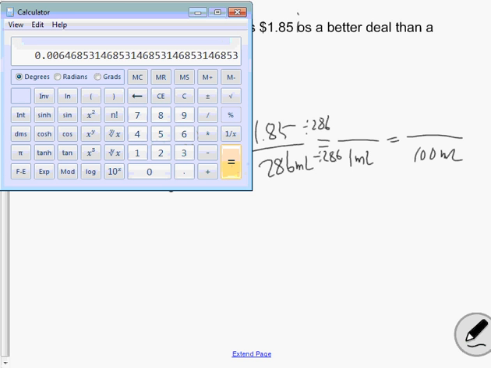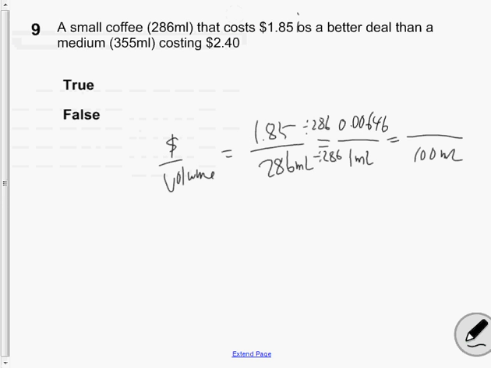Each milliliter costs me less than a penny. But we said that if it's going to be that small, we're going to keep 5 significant decimal places. And that's for 1 milliliter. And if I want to get how much 100 milliliters are, I'm just going to multiply it by 100. Right? I think that's right. Did I have the right number?